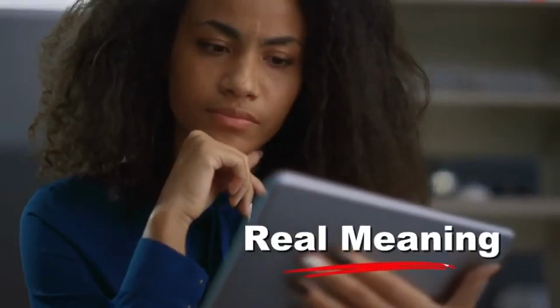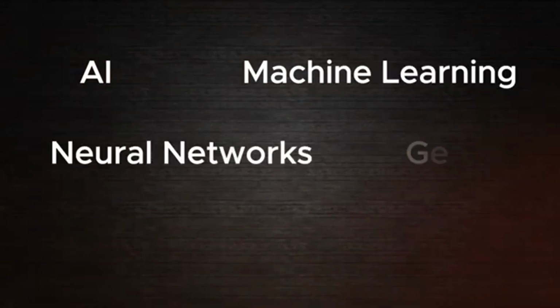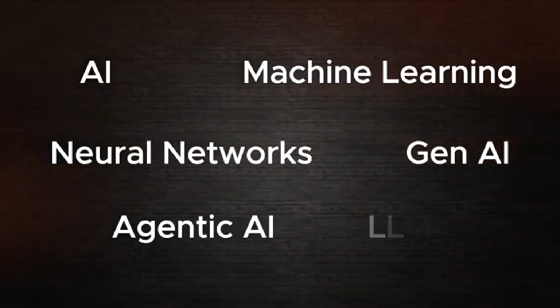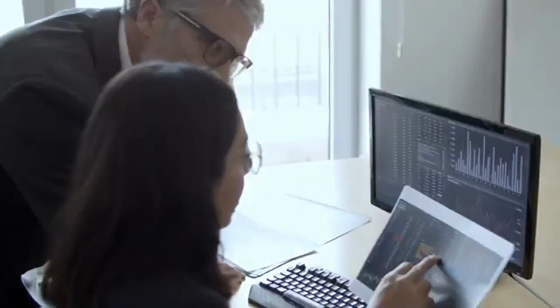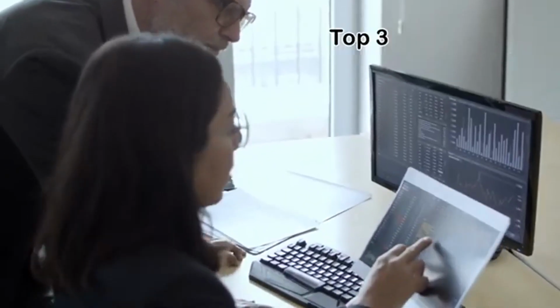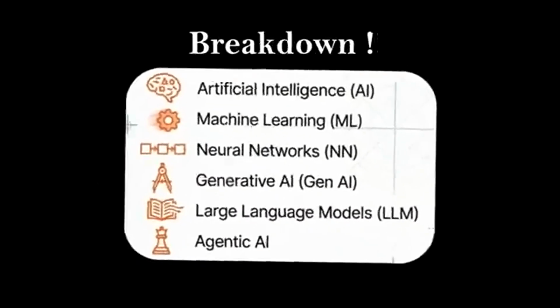So what are the basics? Simple. Just understand the real meaning behind these fancy words: AI, machine learning, neural networks, Gen AI, agentic AI, and LLMs, etc. Then see how they actually work and what their top 3 use cases are. Let me break this down for you.